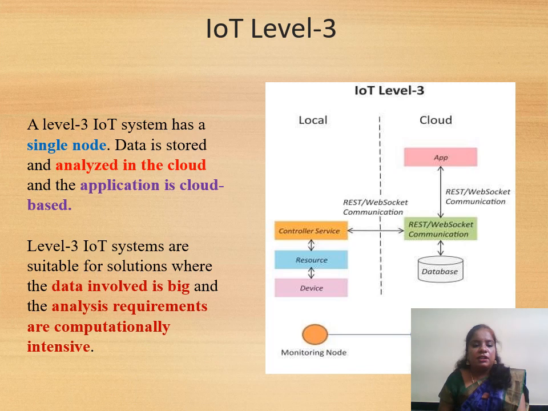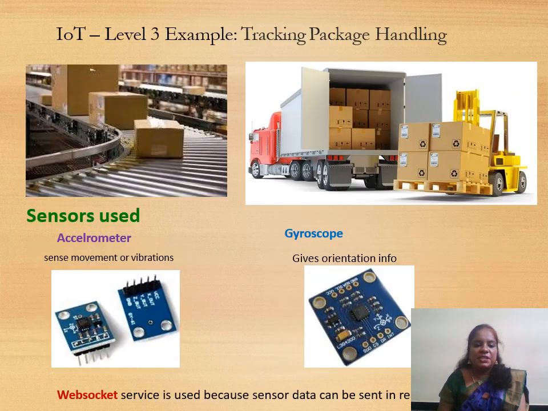Here analysis takes place in the cloud along with storage. The best example of an IoT level 3 device is tracking package handling. The packages can be tracked with the help of different sensors. We use an accelerometer to sense movement or vibrations, and a gyroscope to give the orientation information. Here analysis takes place in the cloud because it is computationally intensive.